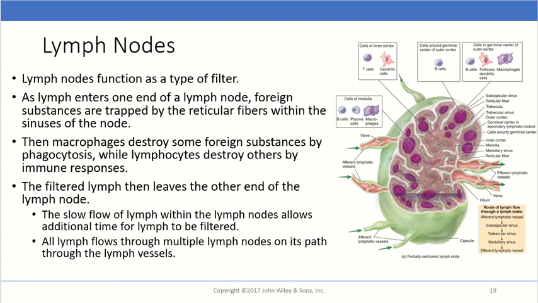So this filtered lymph is then going to leave the other end of the lymph node. So in one side, out the other. The slow flow of lymph within the lymph node is going to allow additional time for lymph to be filtered, and all lymph is going to flow through multiple lymph nodes on its path through those lymph vessels. So it's just going through multiple rounds of filtration. It is quite a slow filtration process of this lymph through the lymph node, so it takes a good little while.